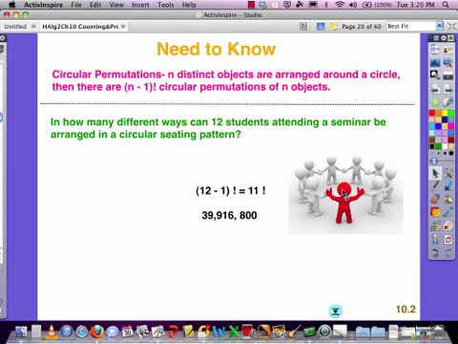Instead of multiplying by hand, we would probably just use our calculator, factorial button. Is that what you did? Wow, look at that. With 12 people, we would get 39,916,800 different arrangements of those 12 people. Wow.